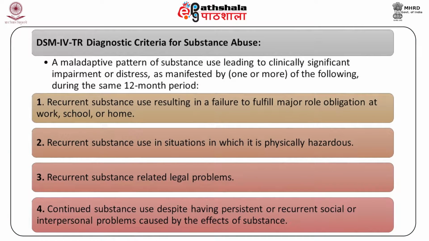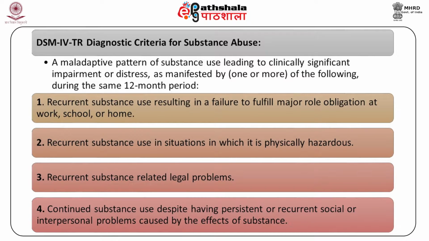DSM-4 TR diagnostic criteria for substance abuse: a maladaptive pattern of substance use leading to clinically significant impairment or distress as manifested by one or more of the following during the same 12-month period. Recurrent substance use resulting in a failure to fulfill major role obligations at work, school, or home. For example, repeated absence or poor work performance related to substance use, substance related absences, suspensions or expulsion from school, neglect of children or household.